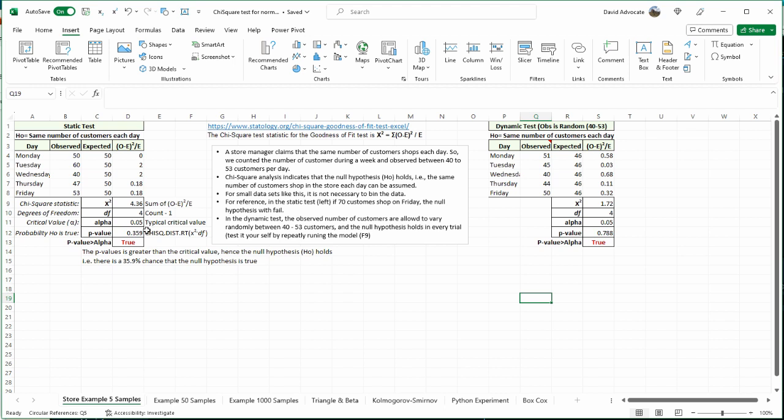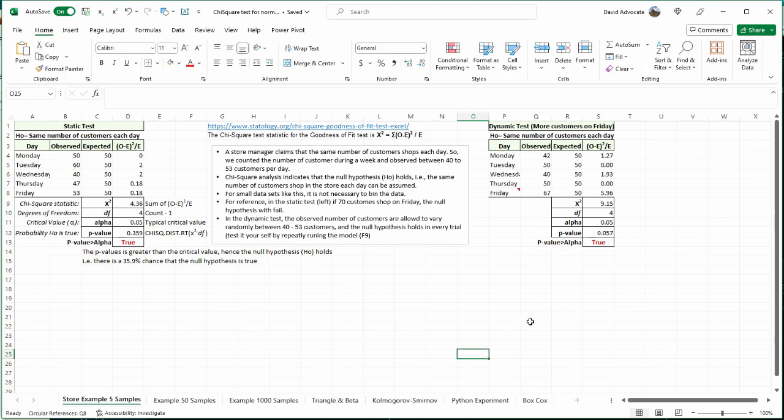When we run it, we get a p-value of 0.359, or that is to say that there's a 35.9% chance that the null hypothesis is true.